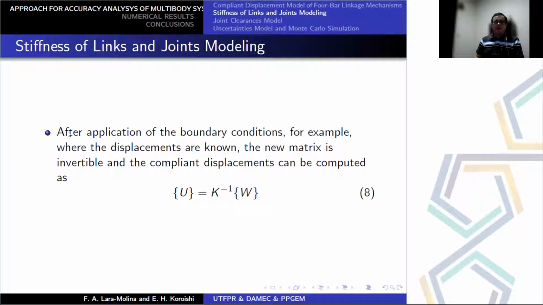And after the application of the boundary conditions, the displacements are known by using the expression shown in equation 8. The displacements are a function of this invertible stiffness matrix, and also the vector W, which corresponds to the forces applied to the mechanism.